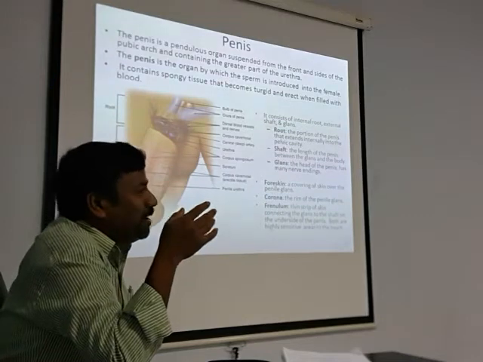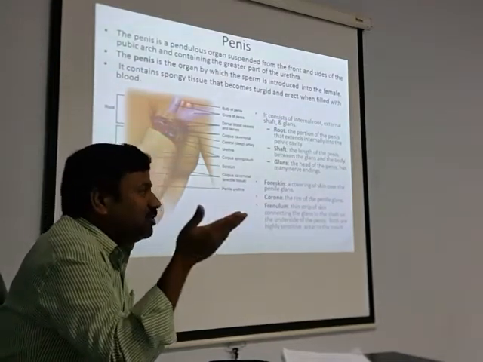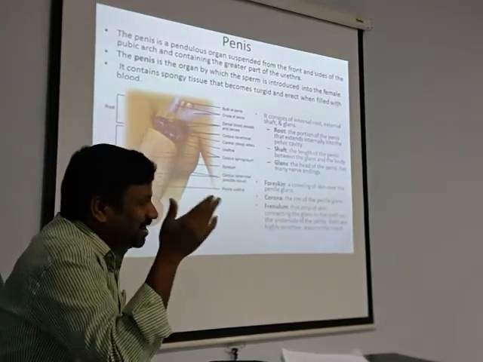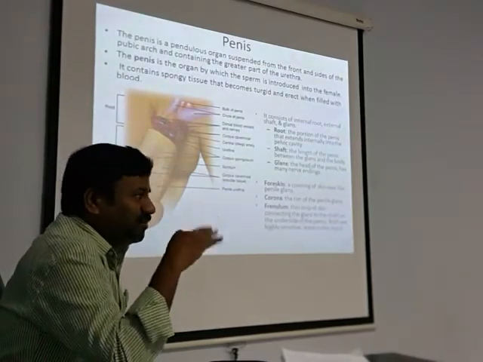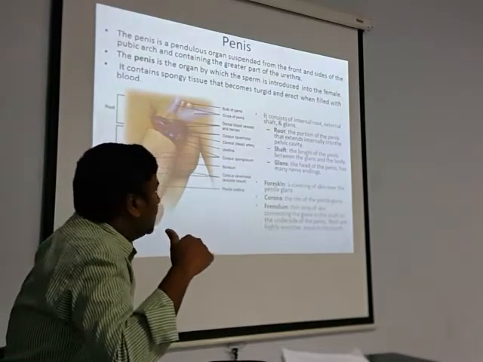The penis is the organ by which the sperms are introduced into the female genital tract. As I said, it's a male copulatory organ, similar to the vagina in the case of the females, which is a female copulatory organ.